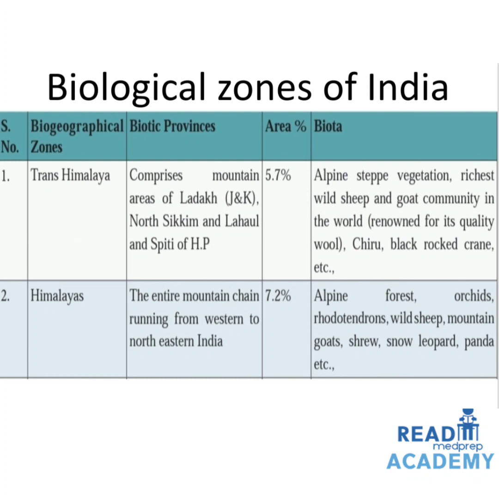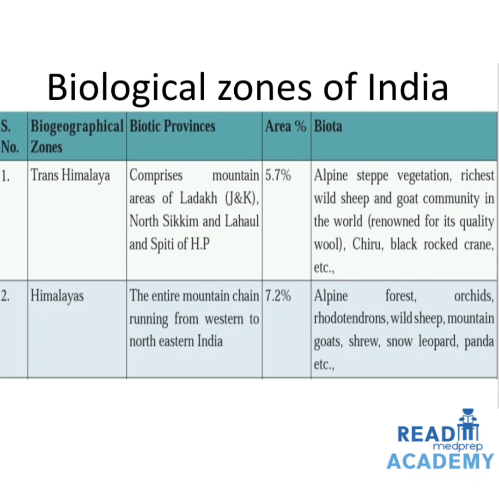The area occupied is about 5.7%. The biota that is present: the flora is alpine steppe vegetation, and the fauna is the richest wild sheep and goat community in the world, renowned for its quality wool, chiru, black-necked crane, etc. Number 2, the biogeographical zone is the Himalayas, where the entire mountain chain runs from the western to the northeastern India.